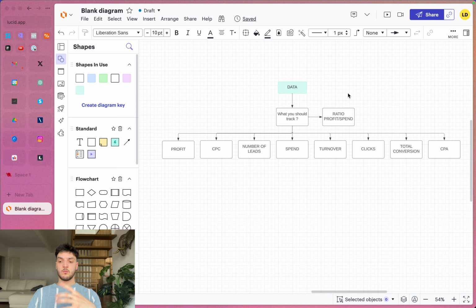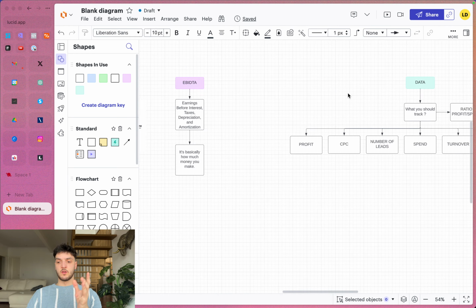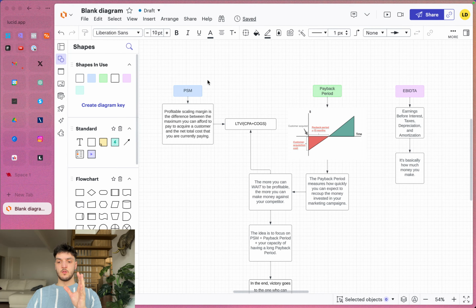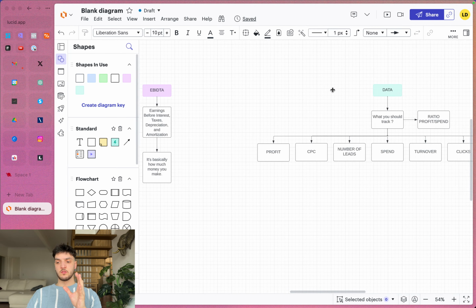And then I do more of this, but I do this. The most important one is the ratio between the profit and the spend. You want to have something like this on the graphs. Very, very important. But you also need to make the choice. At which point do you want to be profitable? And you can know this by looking at your PSM and your payback period.